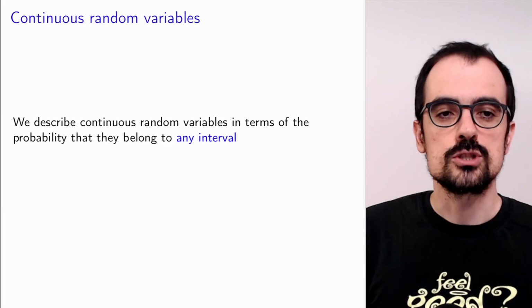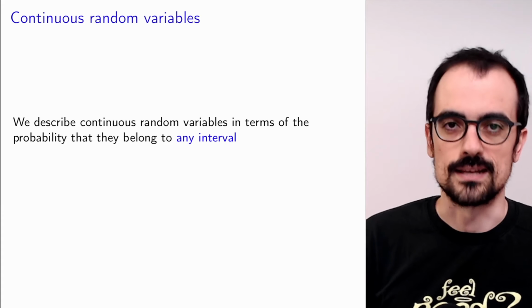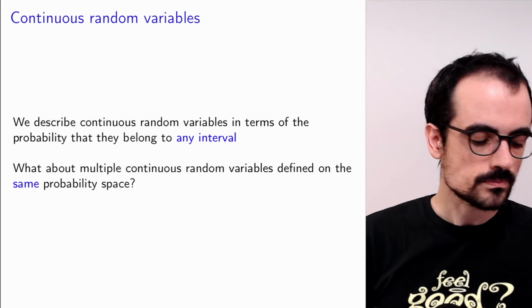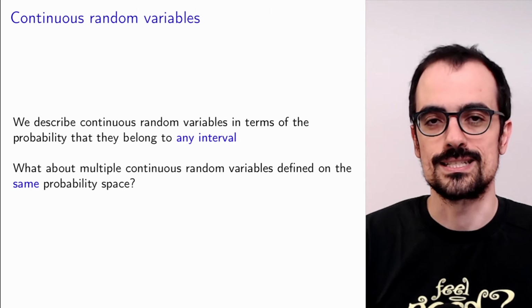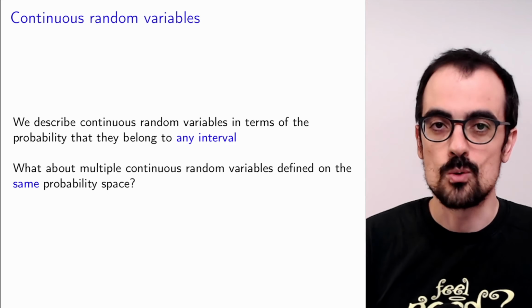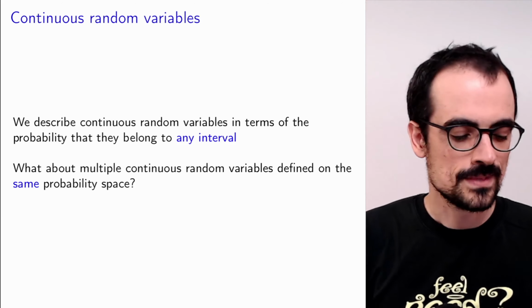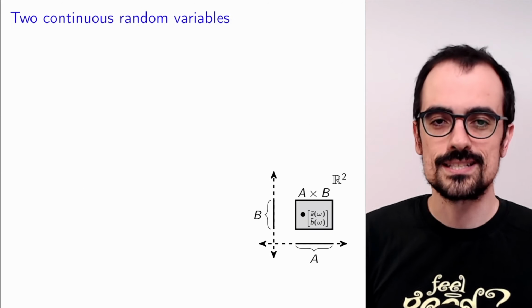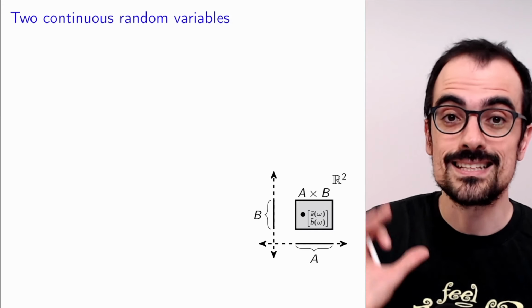Okay, so we describe continuous random variables in terms of the probability that they belong to any interval. That's the bottom line here. So what about multiple continuous random variables defined on the same probability space? How can we describe these continuous quantities? And it just makes sense to consider the probability that they belong to different intervals at the same time.